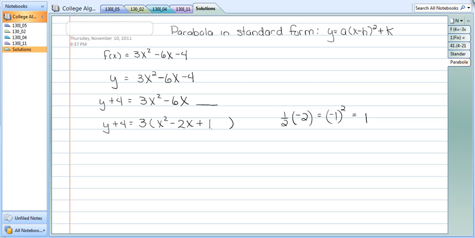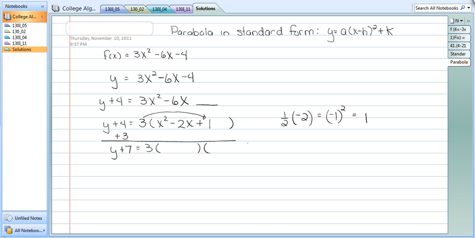Now you didn't really add 1 to the right hand side of the equation though. What you really added was 3 times 1. So if I add 3 to the right hand side of the equation, you also have to add 3 to the left hand side. And so I'm left with y plus 7 on the left equals 3 times.